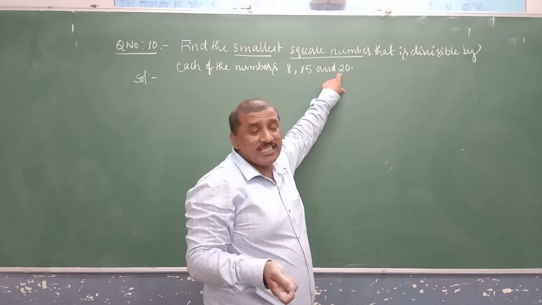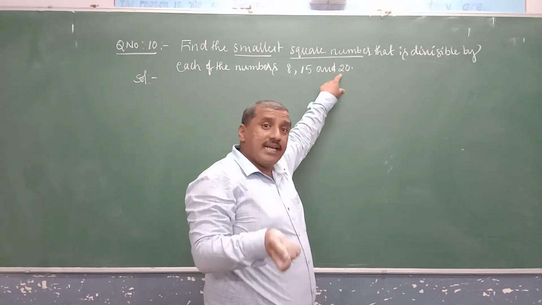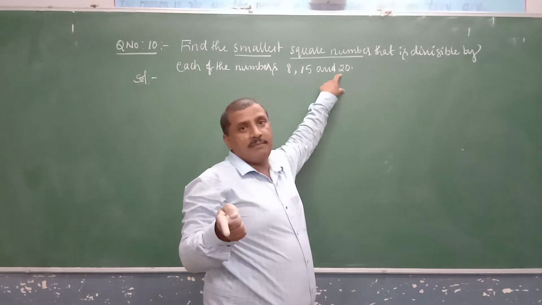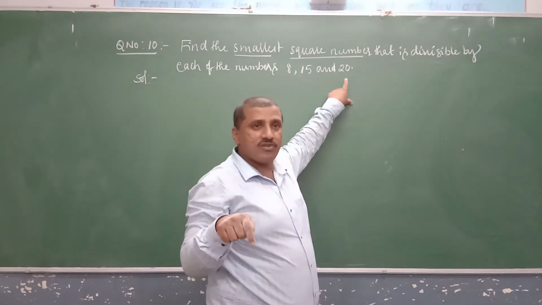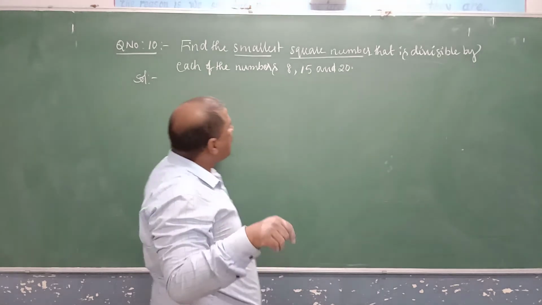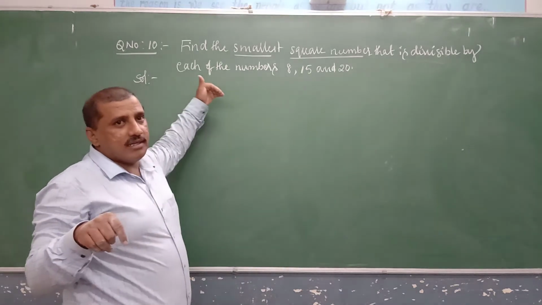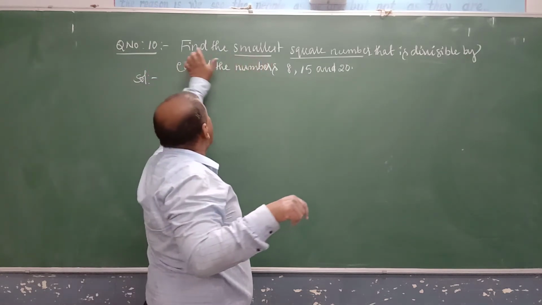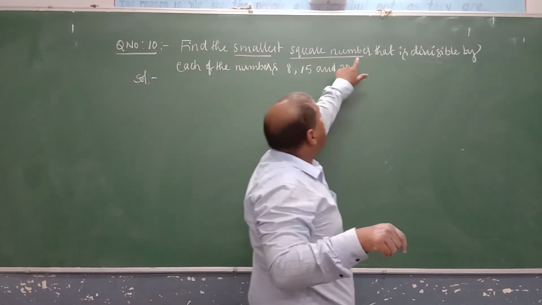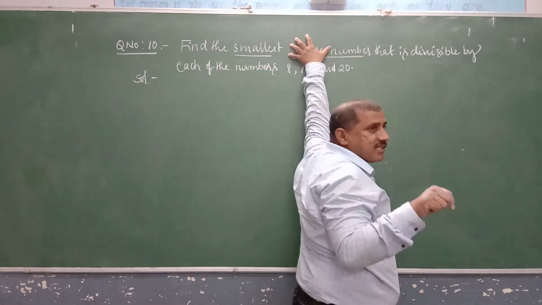We need to find one smallest number that should be a square number and it should be divisible by all the three numbers 8, 15 and 20. So in 6th class you might have come across a similar question, but smallest number. Find the smallest number, not square, in 6th standard.